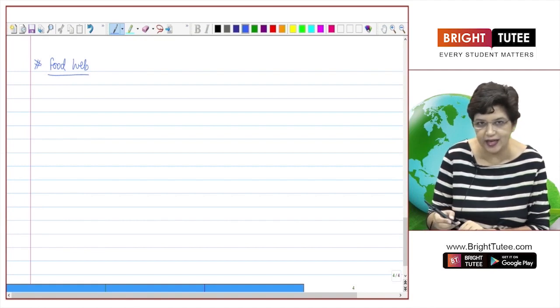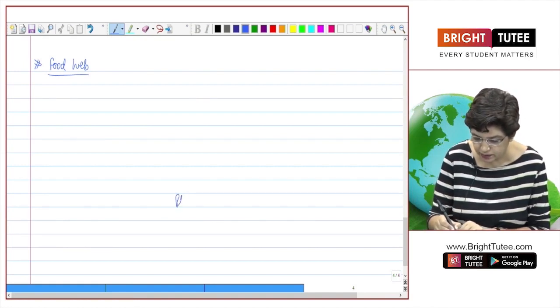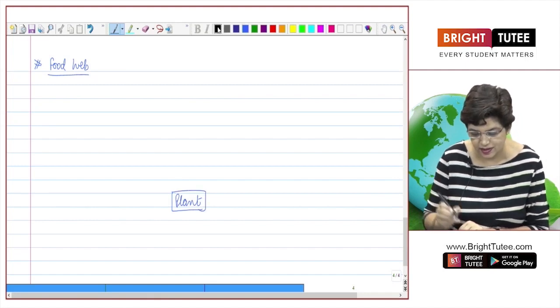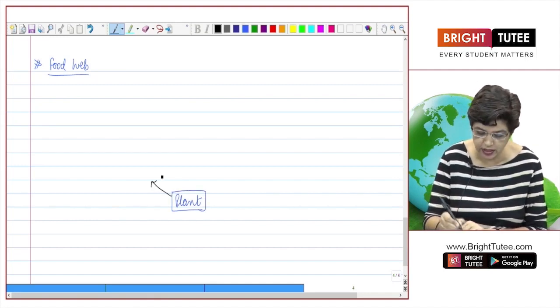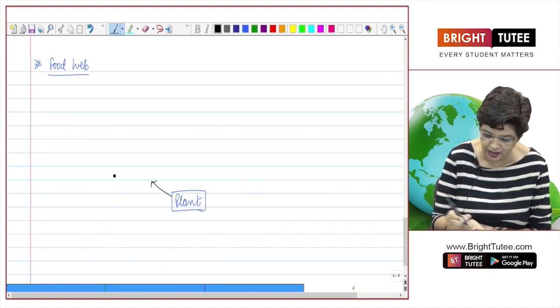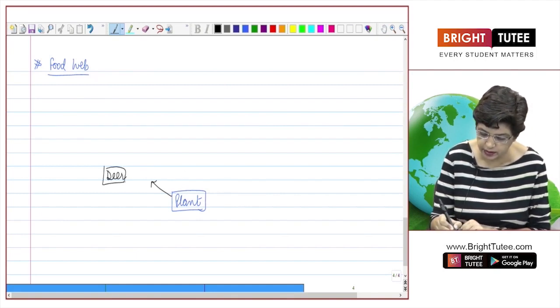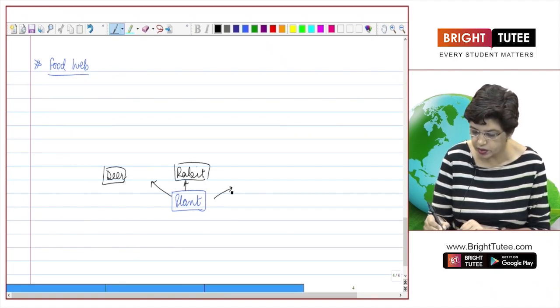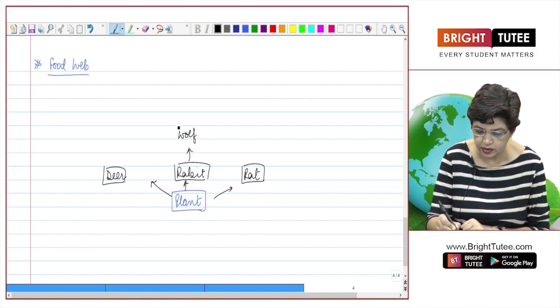Let me show you with an example. All the food chains start with an autotroph, a plant, which is eaten up by many herbivores. So let us take 3 examples. Deer, then rabbit or a rat. Then eaten up by, let's say, a wolf, which is eaten up by, let's say, a lion.